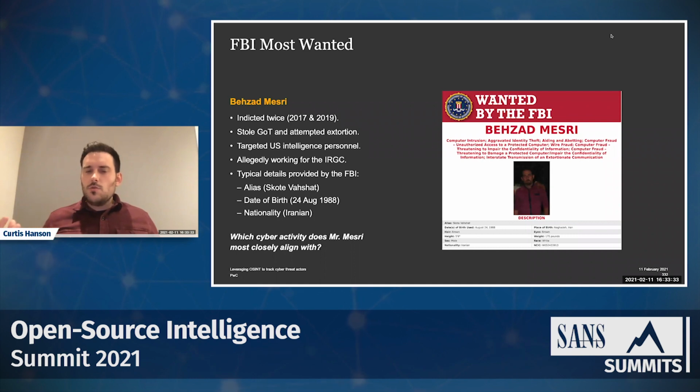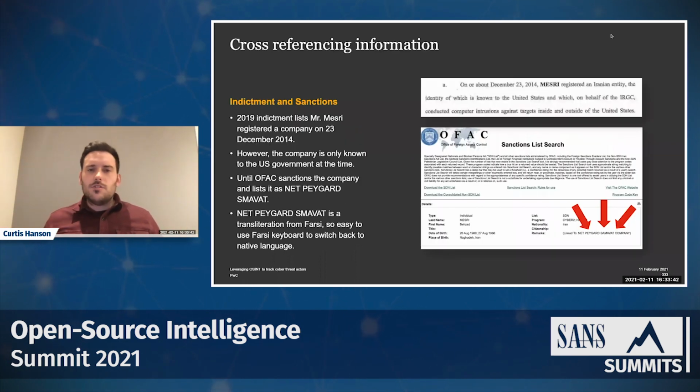So what I set out to do was basically map Mr. Mesri to known cyber activity we track in the cyber threat intelligence world. And in doing that, I basically start with his 2019 indictment. Starting with it, I'm reading along and I see Mr. Mesri registered an Iranian company in December 2014, but the name of it is only known to the US government at the time. Now, this indictment was initially filed under seal, meaning it was sort of secret, but in 2019, it was unsealed, became public.